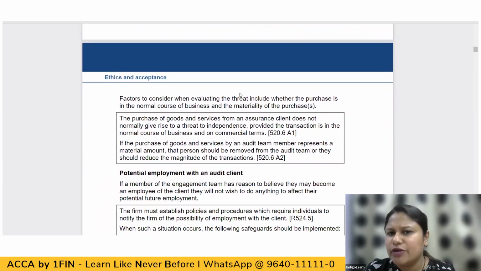Factors to consider when evaluating the threat include whether the purchase is in the normal course of business and the materiality of the purchase.